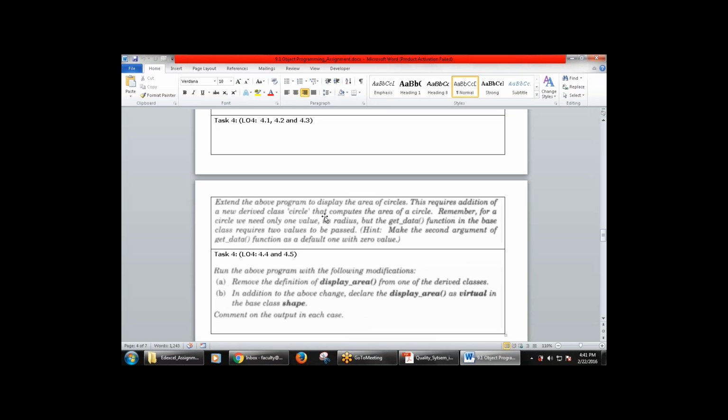Get data has two input values. First of all, take the input from the user about the get data value. This is only a hint that is given, not the exact definition. This is only a hint, but you can try. You can also pick up the value from the user. This is not exactly what you are supposed to do.